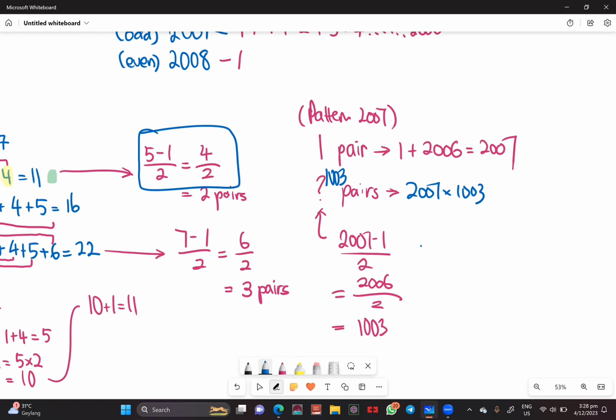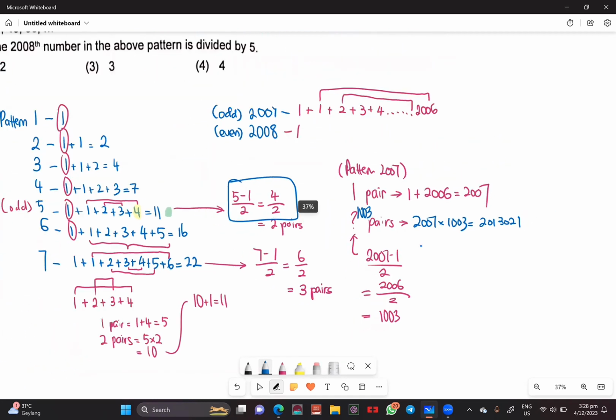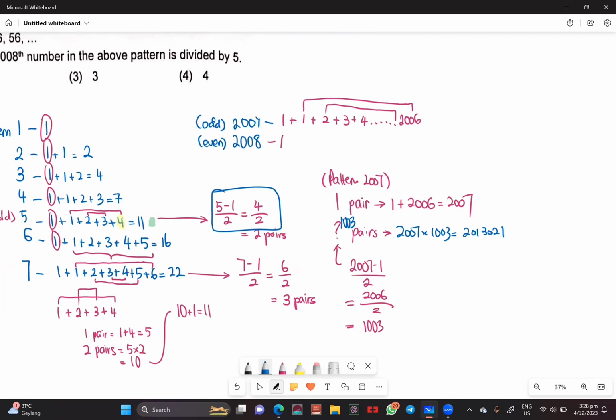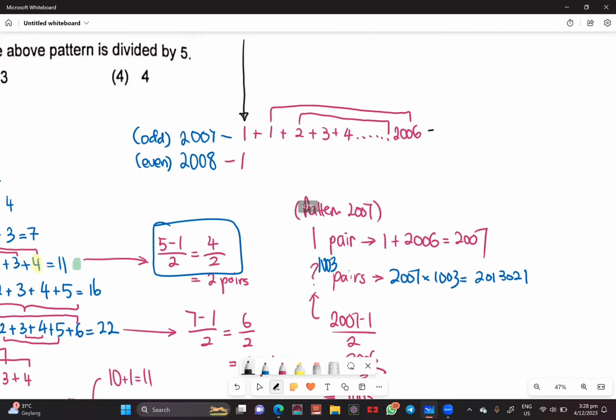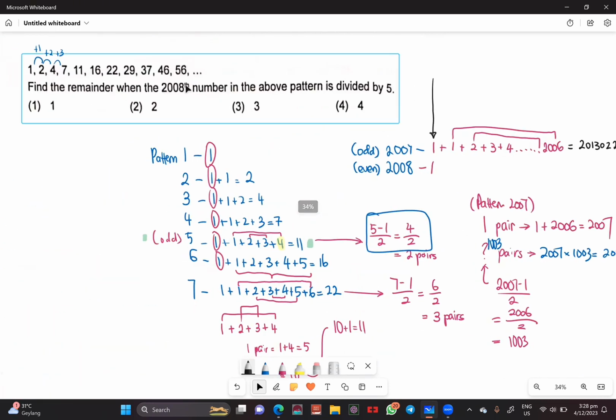So 2007 times 1003, we get to an answer of 2013021. Okay, so that is the total. But you have to remember that there is actually a 1 over here. So we have to say that the total for this will then be 2013022. Now, but the question is not asking us to find pattern number 2007.